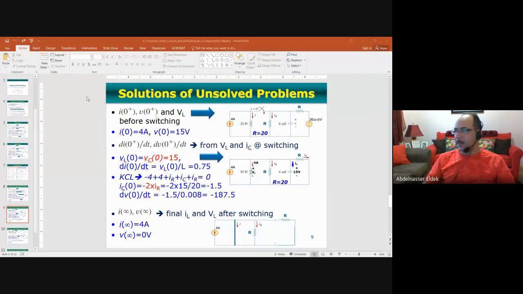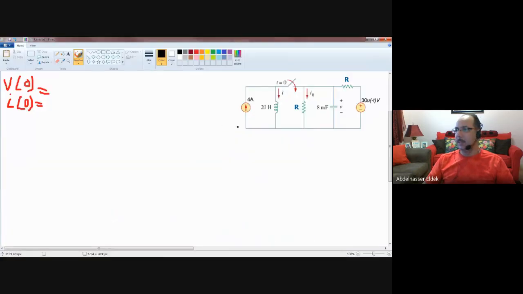Let's take this example for this circuit. Let's take it outside. So here is the circuit. The switch was off and then it will be on. Let us see how the circuit looks like before you change the switch.